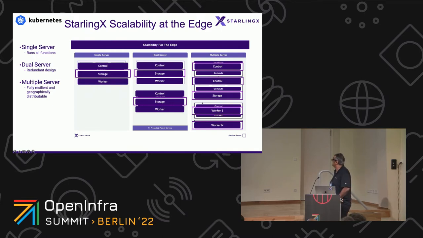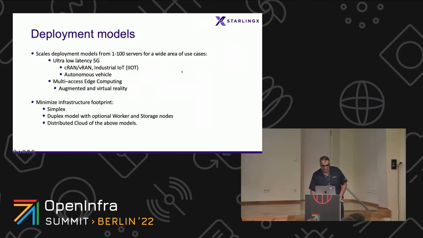Scalability of StarlingX, as I said, it scales from a single server where you have basically a controller that can function as both storage and worker, to a dual or duplex architecture where you have two controllers. You may choose to add storage and worker nodes to multiple servers. So basically, it scales deployment models from one to hundreds of servers for a wide area of use cases.